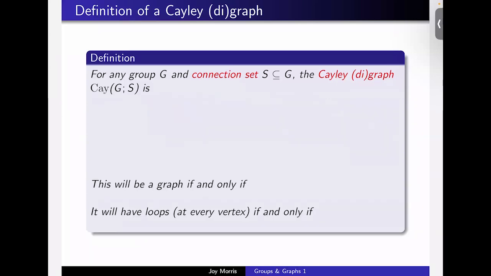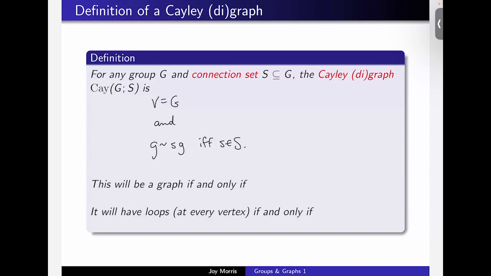So from that, we can now define a Cayley digraph. If we start with any group G and any subset S of the elements of G, then we define the Cayley digraph on G with the connection set S to have the vertex set be exactly the elements of the group G, and the edge set gets defined by: an element g of our group is adjacent to an element little s g if and only if little s is an element of our connection set.